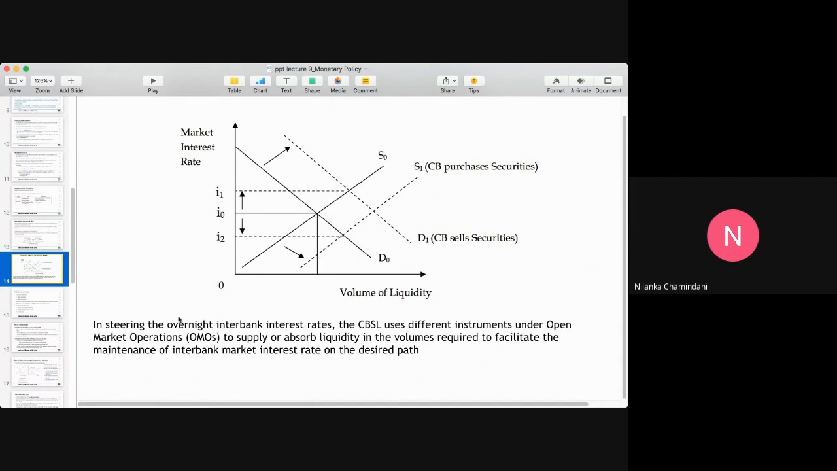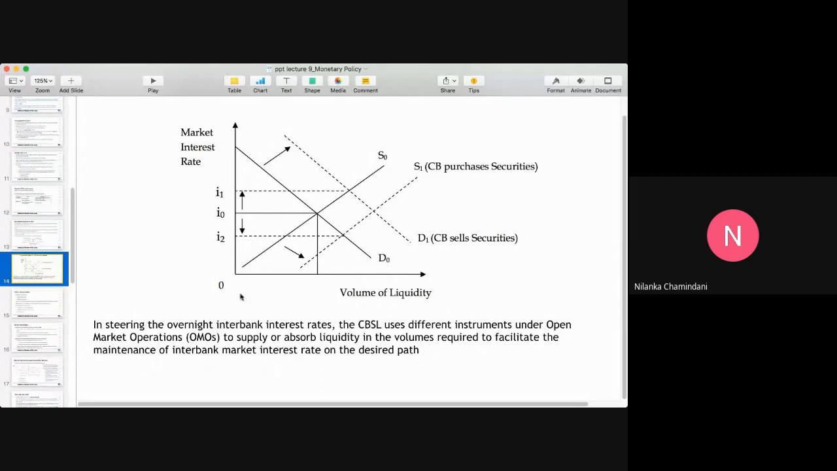But anyhow, you can see here that in steering the overnight interbank interest rates, the central bank uses different instruments under open market operations to supply or absorb liquidity in the volume required to facilitate maintenance of the interbank market interest rate on the desired path. One asks this question, right? So this is what it is.